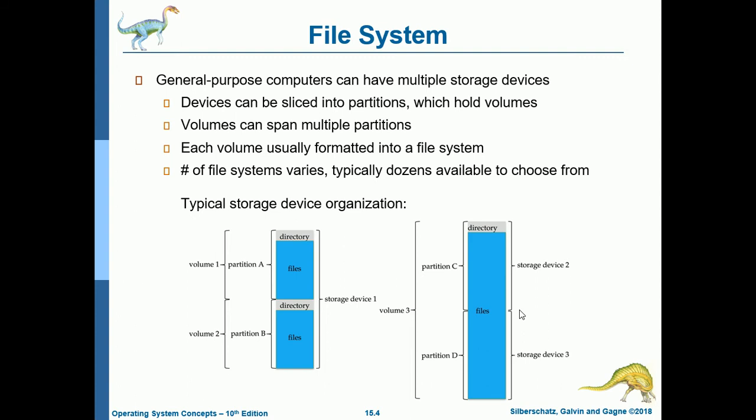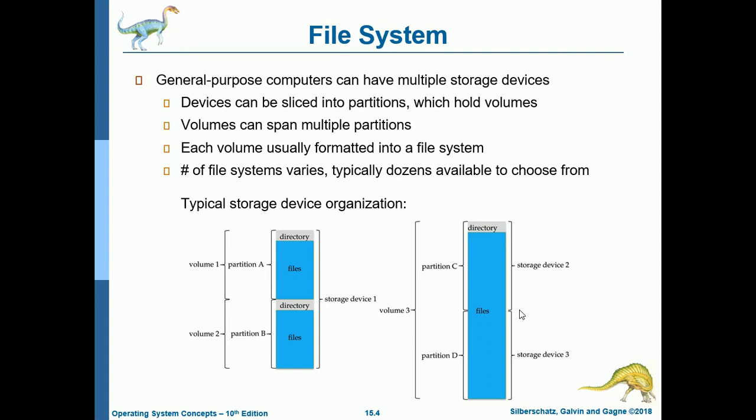So again, we've already discussed this in the previous chapters, but then again, file system: general purpose computers can have multiple storage devices. These devices can be sliced into partitions which hold volumes, and then volumes can span multiple partitions, and each volume is usually formatted into a file system. The number of file systems varies, typically dozens available to choose from, as we have already seen in the previous chapters.